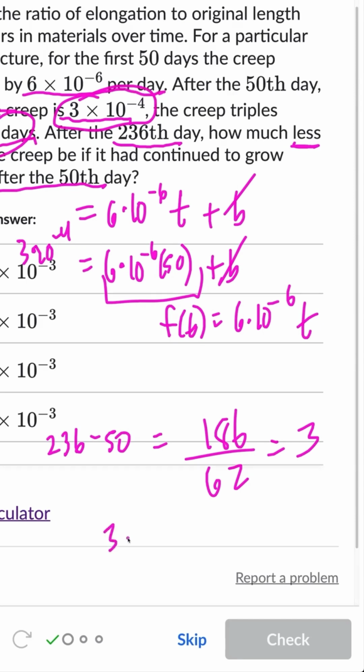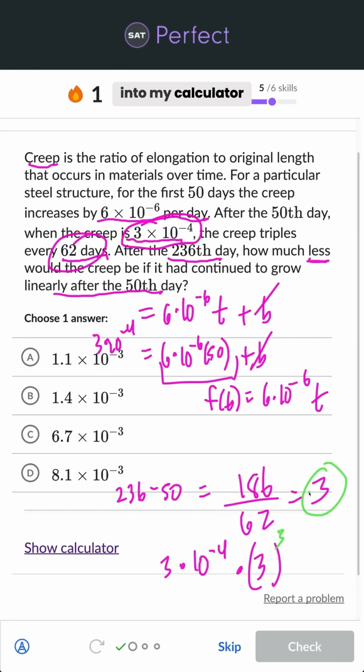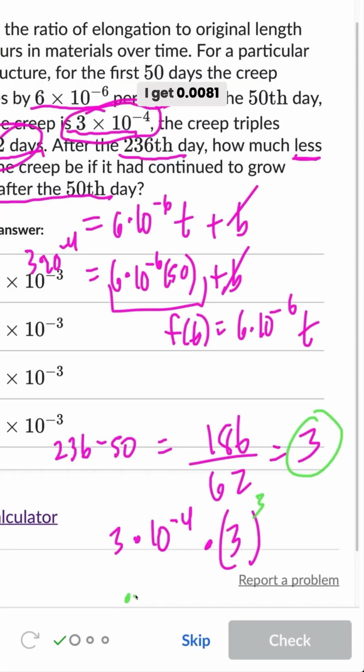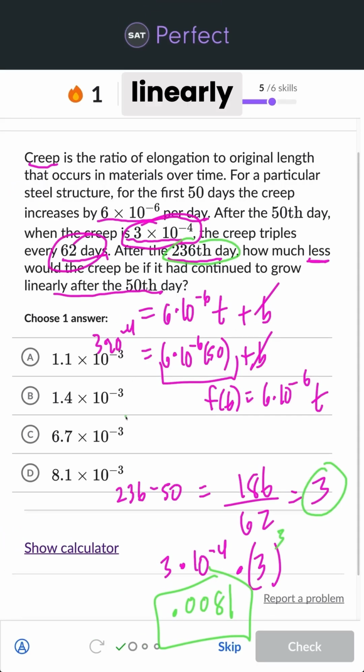So I'm going to take 3 times 10 to the negative 4th and multiply it by 3, where we're tripling it, raised to this 3rd power. And that's going to give me a number. Let me put that into my calculator. 3 times 10 raised to the negative 4th times 3 to the 3rd, I know is 27. And I get 0.0081. That's what I'm going to have after 236 days, given that we've grown linearly initially and then exponentially after day 50.